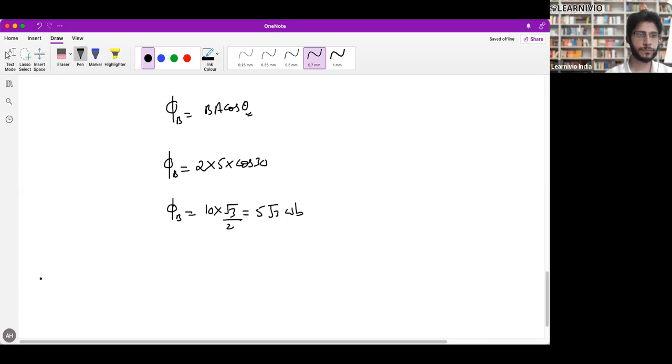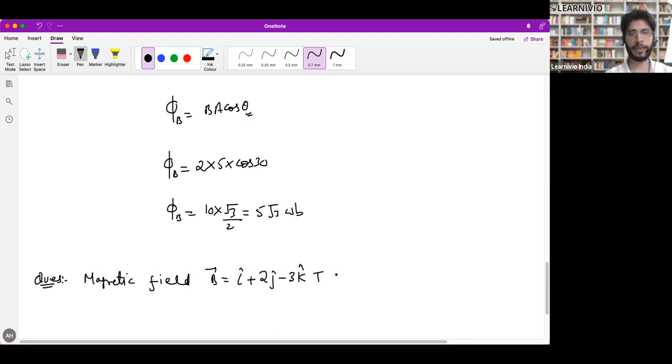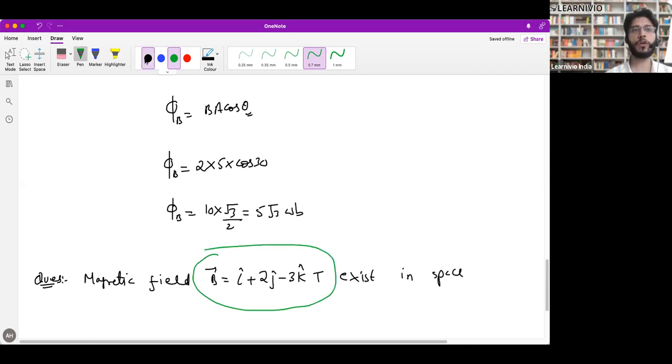See the next question. The next question says magnetic field B equal to i cap plus 2j cap minus 3k cap Tesla exists in space. From this given data, you should be able to decide that the magnetic field is given in Cartesian form. The i cap, j cap, and k cap components are given.